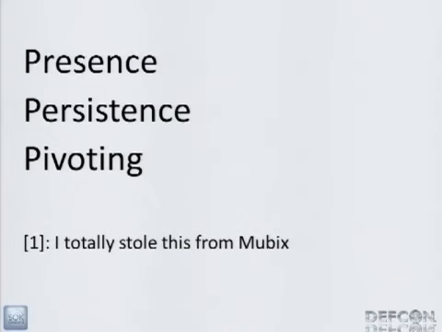Pivoting is where we're going to spend most of our time for the rest of the talk. Basically the idea of you have access to this machine and this machine has access to other machines, or not necessarily other machines, but other data, other users, other places you want to be. And we'll get into more of that as we go along.